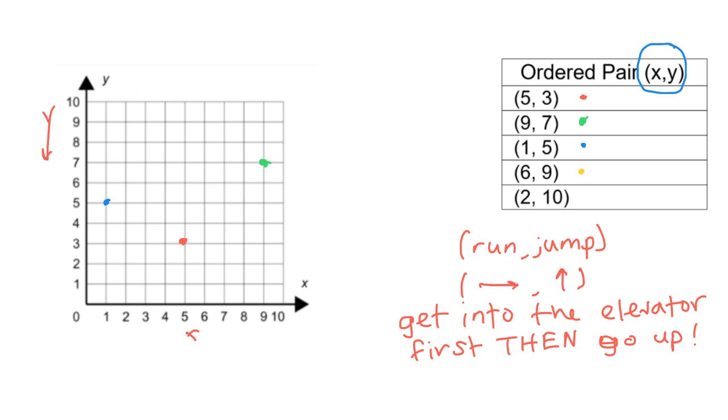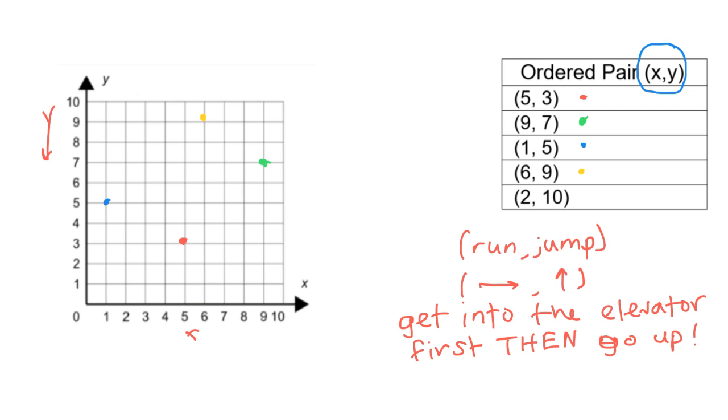Okay, so we're going to run before we jump. We're going to go over before we go up. We're going to get into the elevator, walk into it before we can go up to that 4th floor. So I'm going to go to my x-axis. I'm going to go all the way over to 6. I'm going to draw this line here just so you can see this. So I'm going to go over to 6 and then up to 9. Up to 9. And then this is where my point goes. Okay, I'm going to erase those other pieces there because we don't need that line there. That is not part of our coordinate. It's just how we make it.